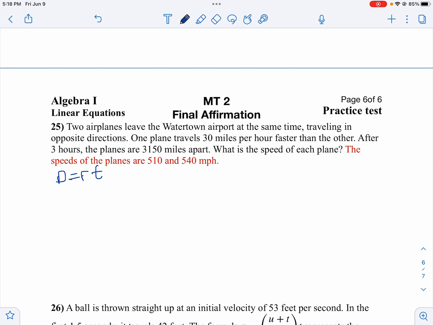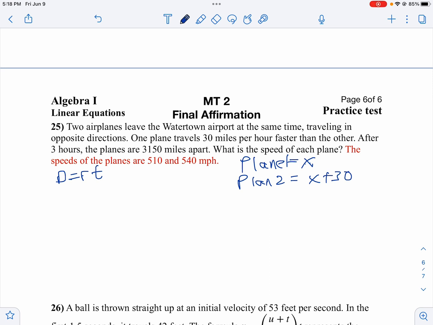So I'm going to say we got two planes. I'll call plane 1's speed X. Makes sense to call it R, but I'm going to call it X. Plane 2 is 30 miles per hour faster, so X plus 30. After 3 hours, the planes are 3,150 miles apart.